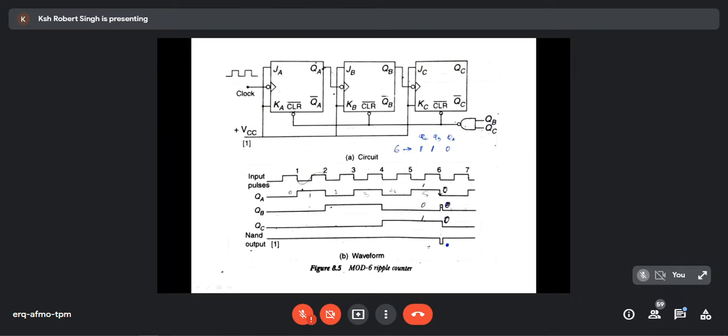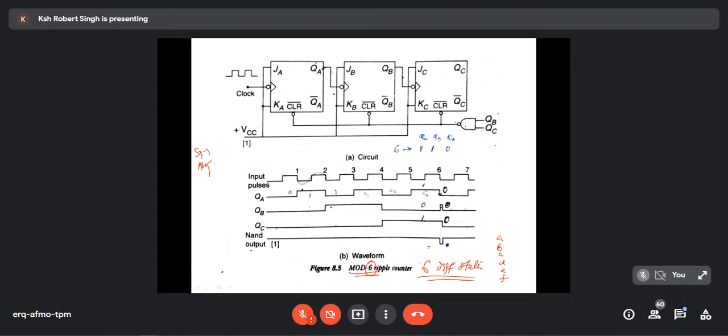So when somebody says Mod-6, it can be a ripple counter or it can be synchronous. It can be a synchronous counter or an asynchronous counter. It doesn't matter. If they say Mod-6 counter, that means I should design a counter which has 6 different states. The states can be A, B, C, D, E, F.